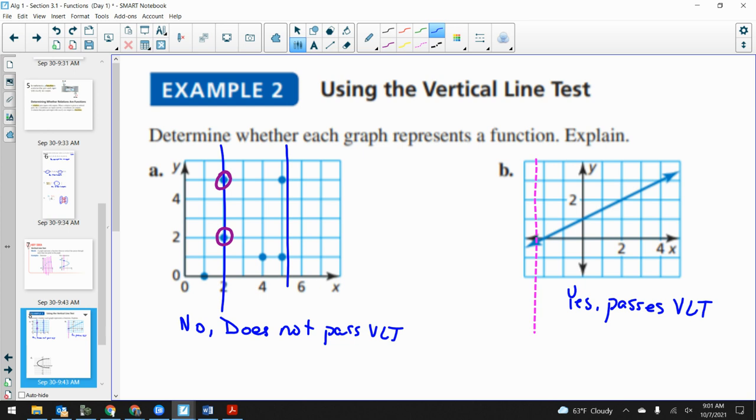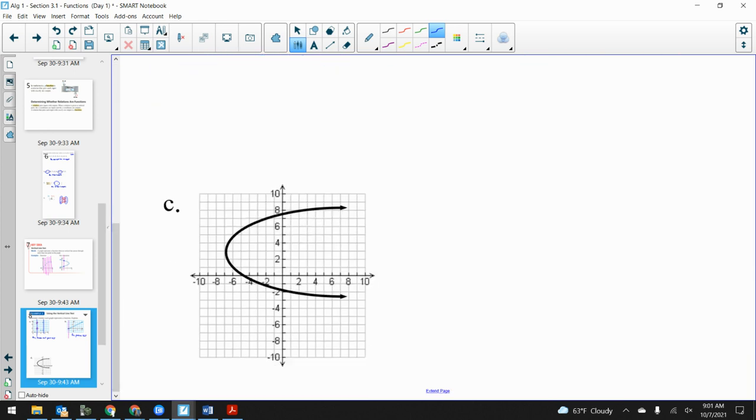Okay, visually, really quick. Is that a function? No, because I can draw a vertical line right here, it hits twice, so we would say no, it doesn't pass, or fails the VLT. Again, you cannot just say yes or no on these questions. You have to give me a yes or no and then an explanation of why.